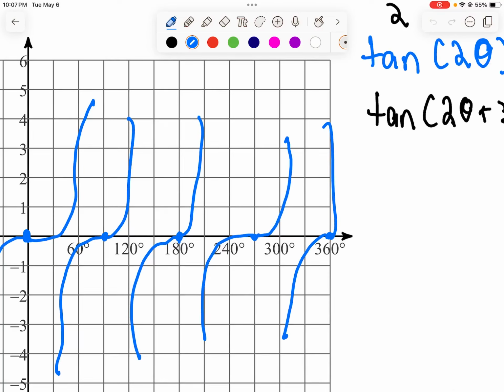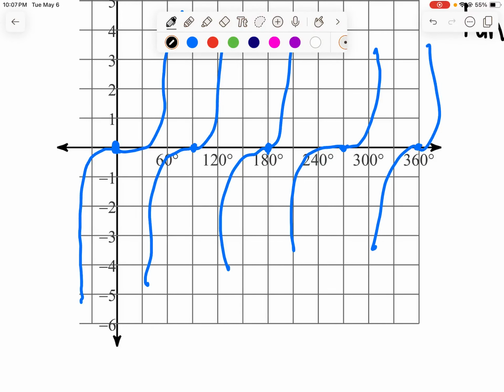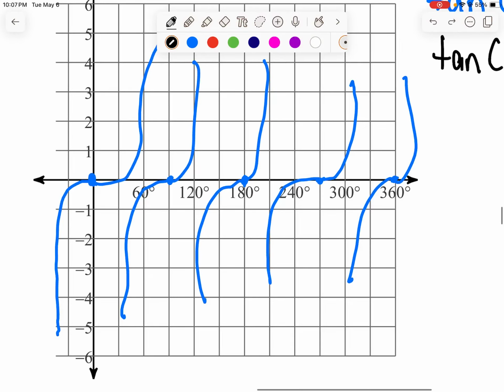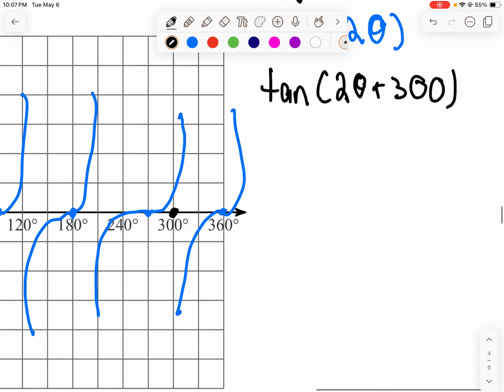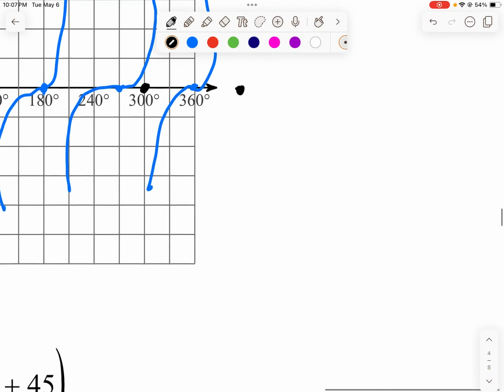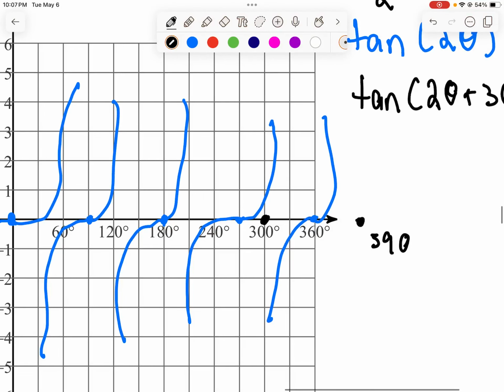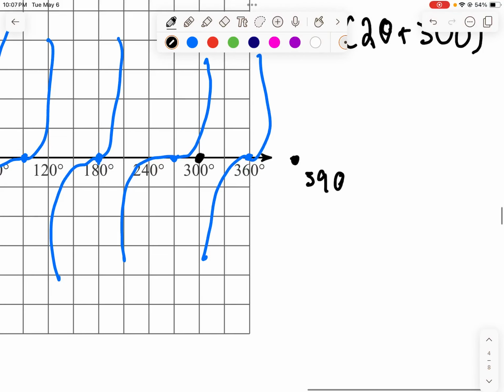Hopefully it makes sense now that I've corrected it. So we just need to shift it over 300 degrees to the right. So if we had a point at 0, that needs to move over to 300. I'm going to make another point here, because we had another point at 90, but it's outside. I'm going to mark it as 390. I'm going to draw that same shape. And forgive me if it overlaps a little, but it might.